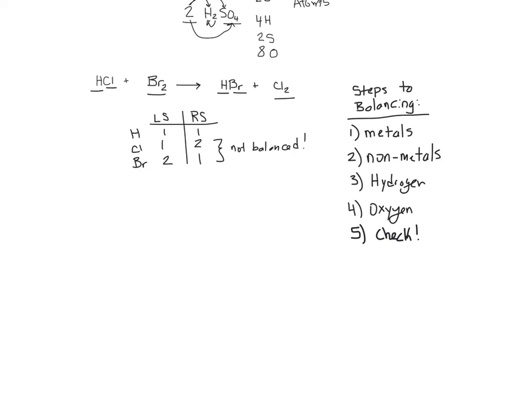So let's look at our problem over here. You'll notice that we don't have any metals. We have hydrogen, chlorine, and bromine, none of which are metals. So we've already done step 1 effectively. What you'll notice is we do have a bunch of nonmetals that are not balanced. Now what it means to be not balanced is these numbers aren't the same on either side. So we're going to balance our nonmetals.